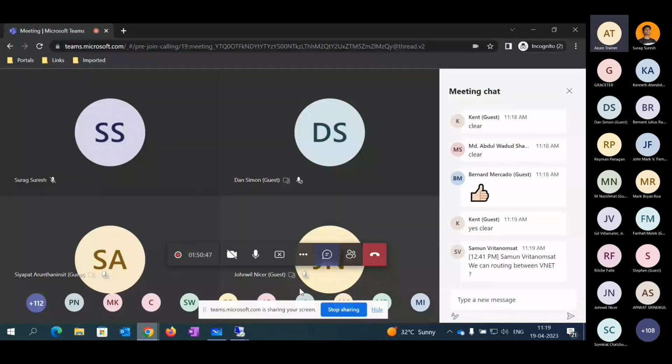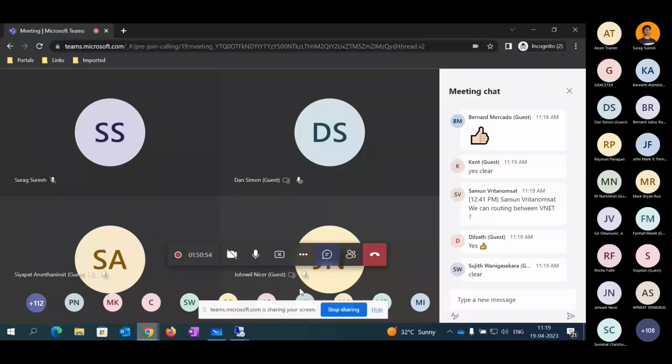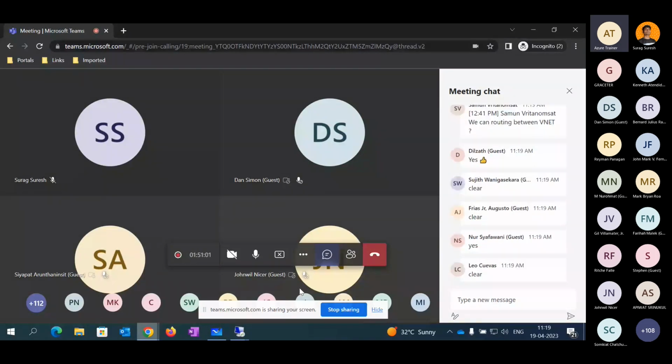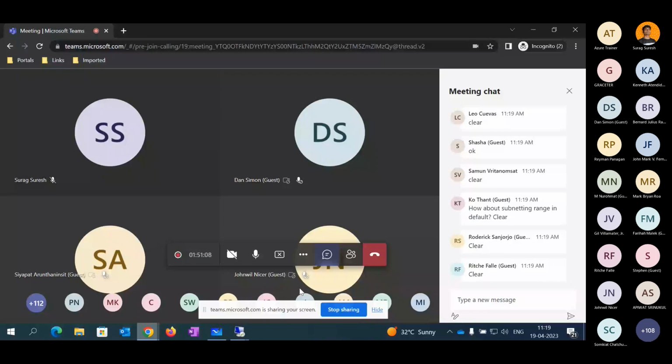Team, waiting for all the members to confirm. Team, if you're good, requesting you to confirm. Different subnet, different VNet, I'm coming to that point. Give me a few more minutes. I'm coming to that point. How it's configured between different subnets, I'll come to that point.